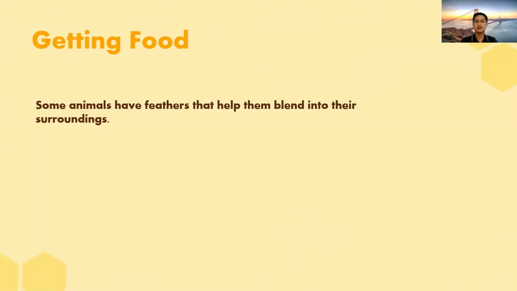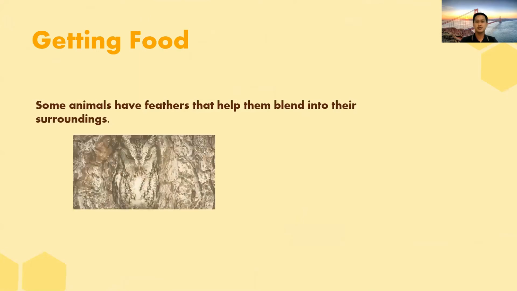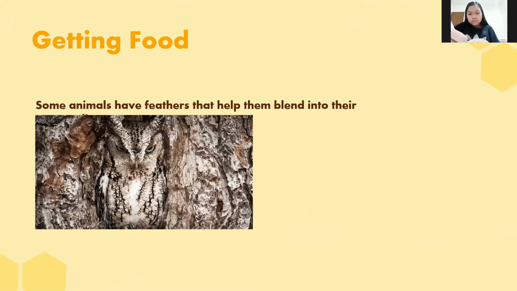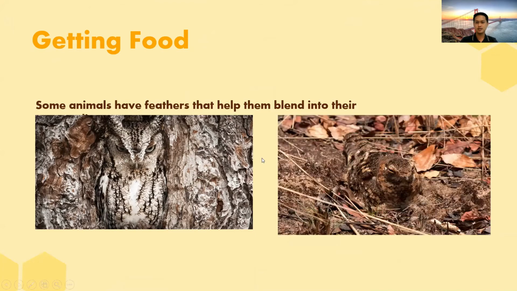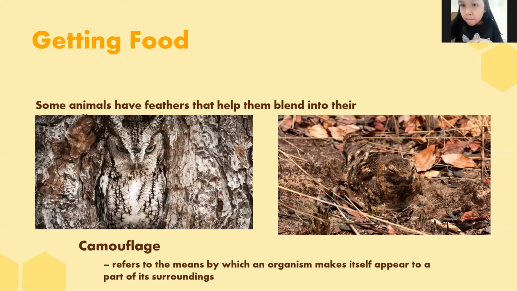Some animals have feathers that help them blend into their surroundings. So in this picture, what can you see? Owl. Very good. How about on the other side, another picture? Can you see something? No, so this is a bird that blends itself to its environment. It's a bird, okay? Blend means they camouflage, okay? Camouflage refers to the means by which an organism makes itself appear to be a part of its surroundings.